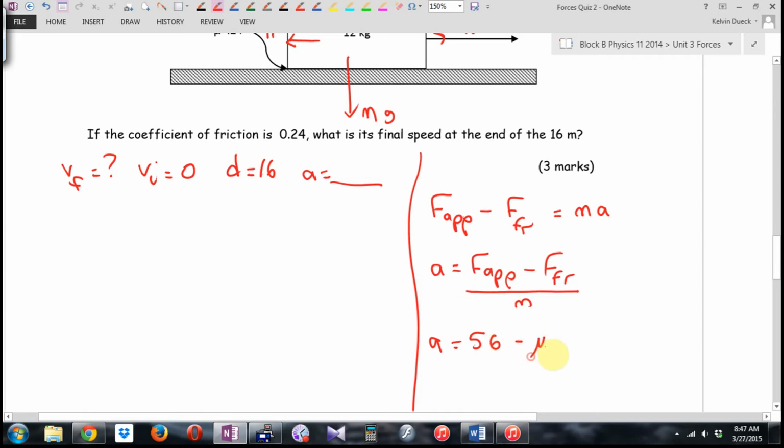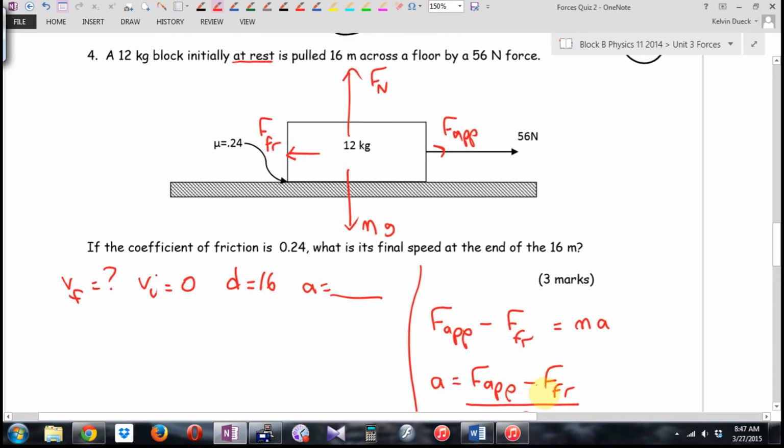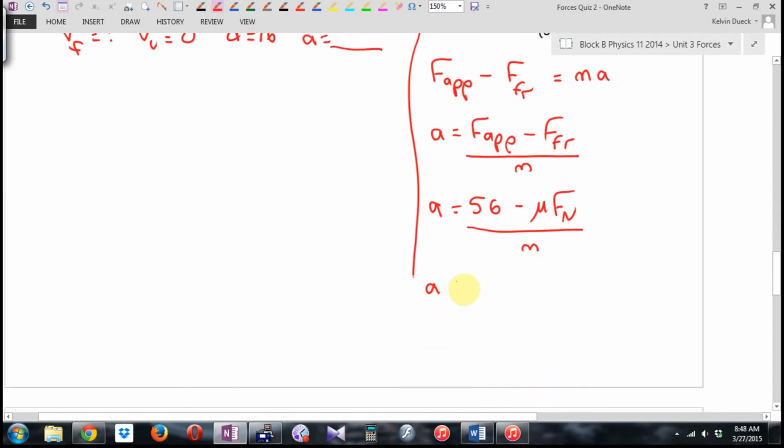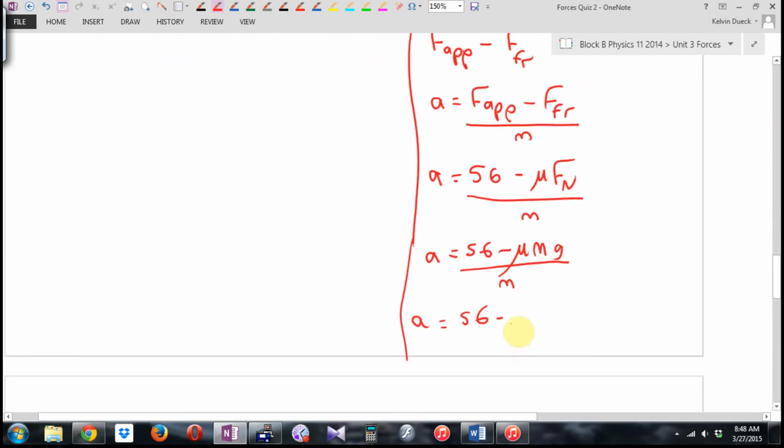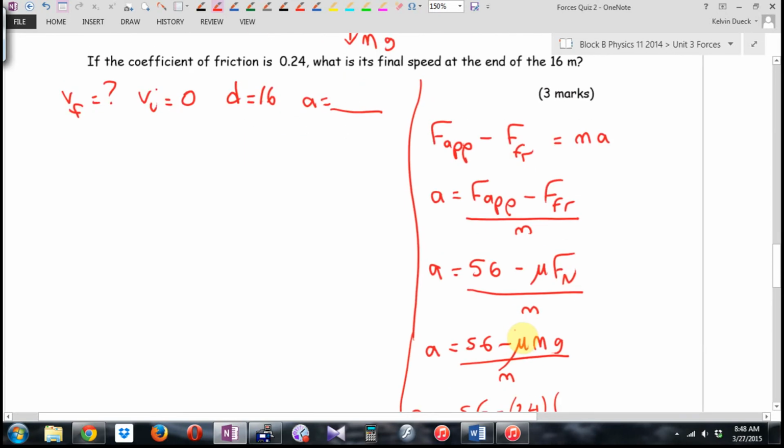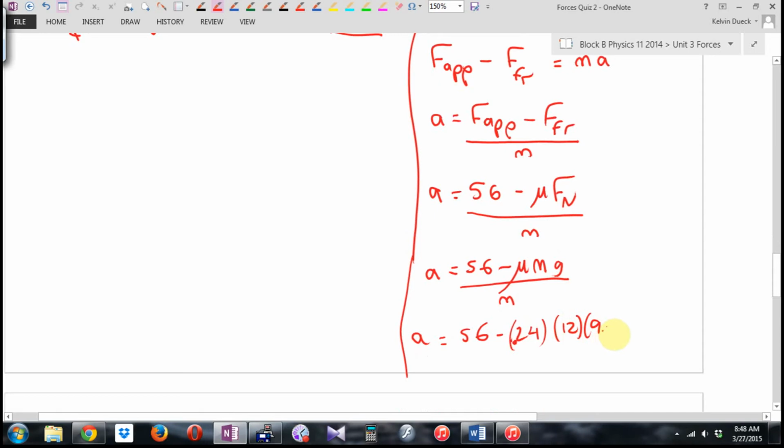minus friction is mu times the normal force. I don't know the normal force. Oh, but look. I know the force of gravity is the same size as the normal force. So I'm going to get this. A equals 56 minus mu mg all over m. The acceleration is going to be 56 minus, what was mu? 0.24? What was m? 12? 9.8 all over 12.